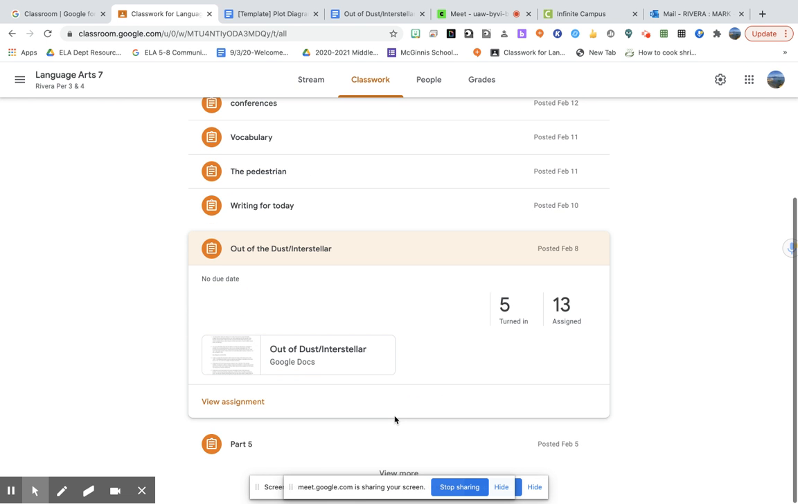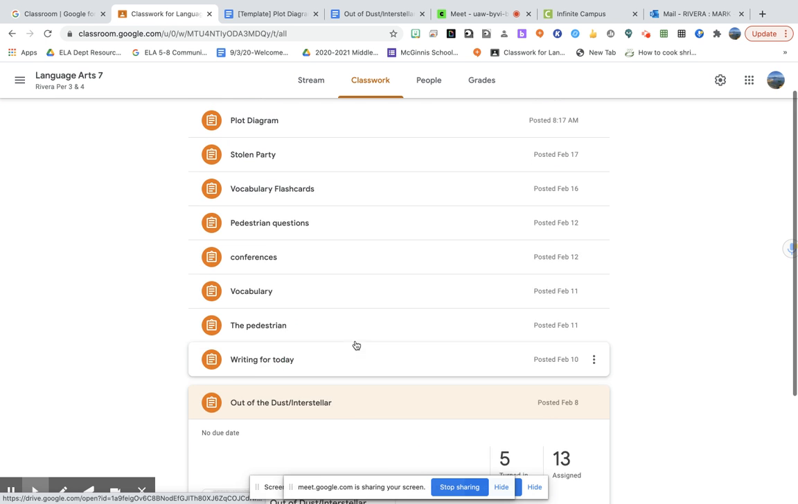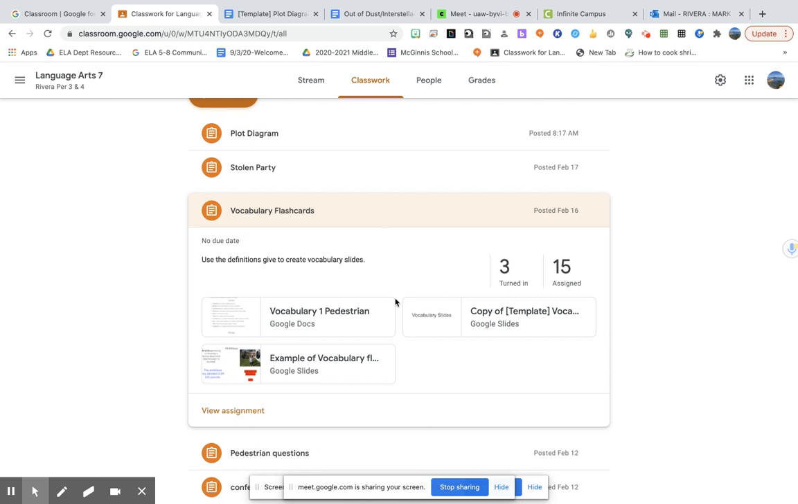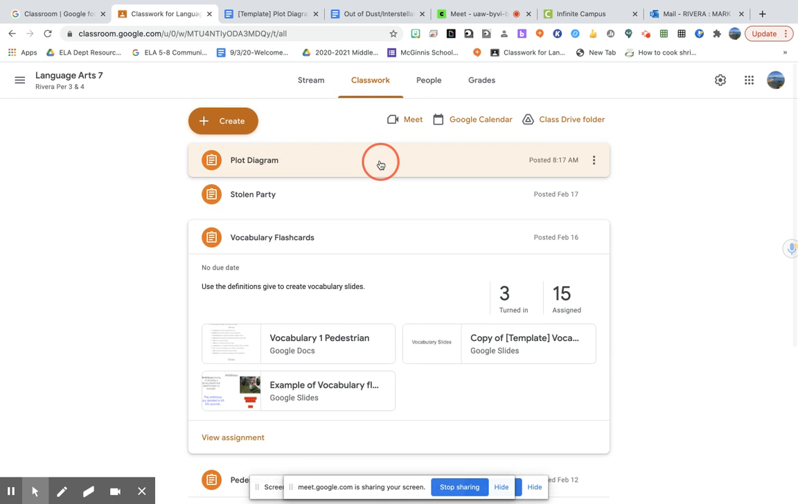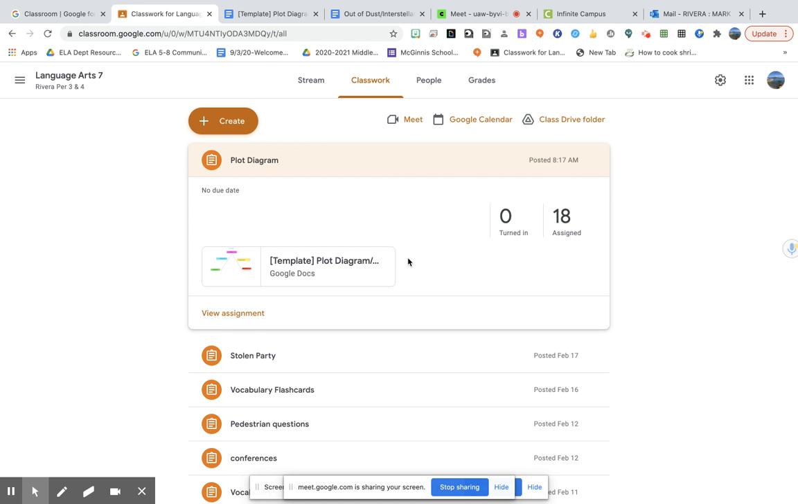So make sure you're doing this first. When you're done with that, flashcards. When you're done with that, plot diagram. All right, and that's what you're doing.